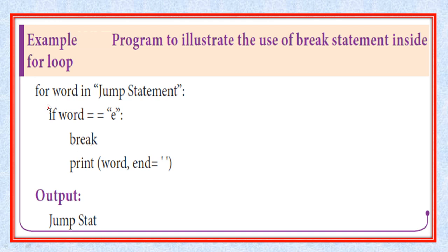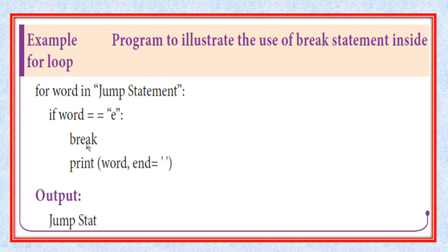Here the break statement is situated within the for loop. In the first iteration, the word is j. There is no match, j doesn't equal e, so the break statement isn't evaluated. Print word is executed, so j is printed. Similarly, u, m, p, space, s, t, a are printed like this. When it reaches e, in that iteration the word equals e. So e equals e, it is true. Then the break statement is evaluated.